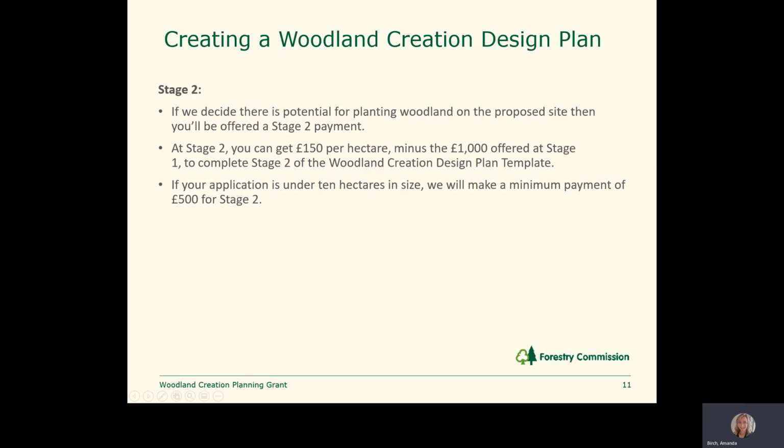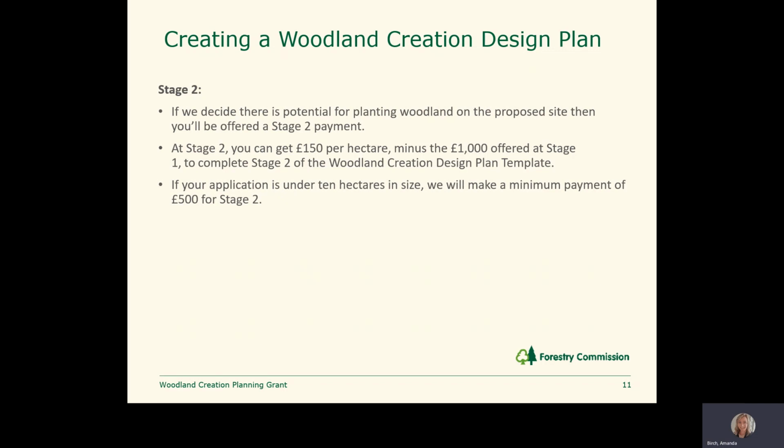If we decide that there's potential for planting woodland on the proposed site, then you'll be offered a Stage 2 payment. At Stage 2, you can get £150 per hectare, minus the £1,000 offered at Stage 1, to complete Stage 2 of the Woodland Creation Design Plan template. If your application is under 10 hectares in size, we will make a minimum payment of £500 for Stage 2.